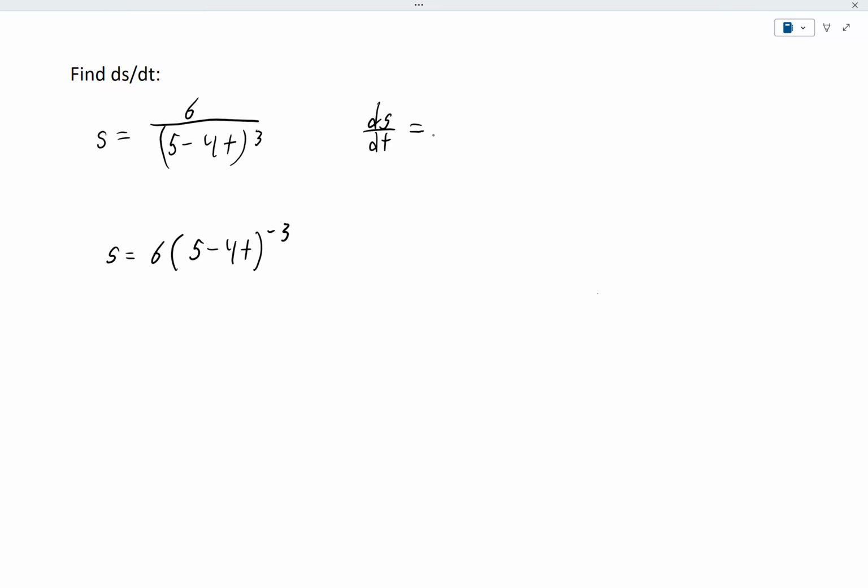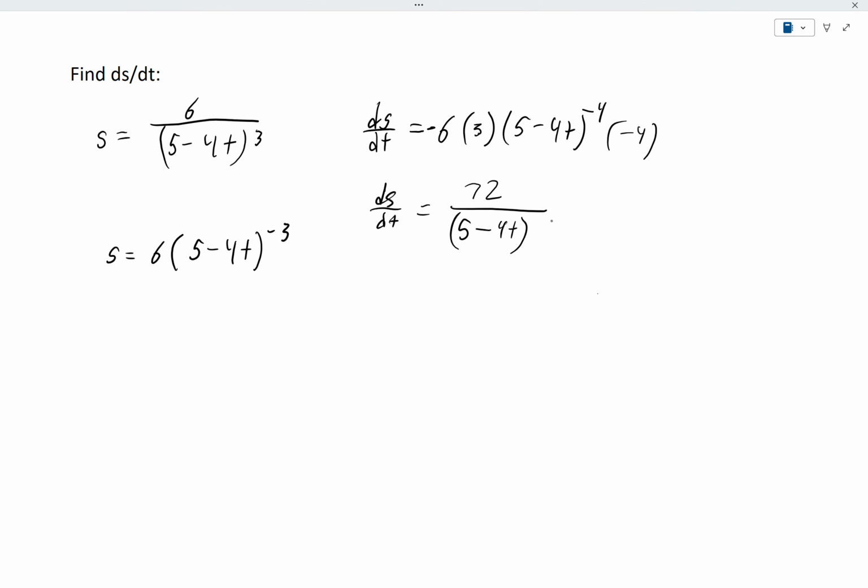So we're going to use the constant multiple rule first to pull that 6 out front. Then we're going to be using the chain rule to pull the negative 3 out front. And then we're going to say 1 smaller on the power times the derivative of the inside, which is negative 4. And now I just combine my constants here, so I get ds/dt is equal to, that's going to be a positive 72 all over 5 minus 4t.